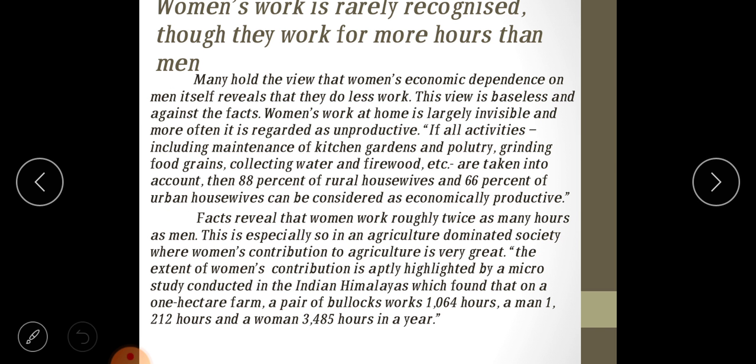Next one, women's work is rarely recognized. The last point which we studied in the last slide has the detail in this slide. Women's work is rarely recognized though they work longer hours than men. See, this happens every day and everywhere. Many hold the view that women's economic dependence on men itself reveals that they do less work.